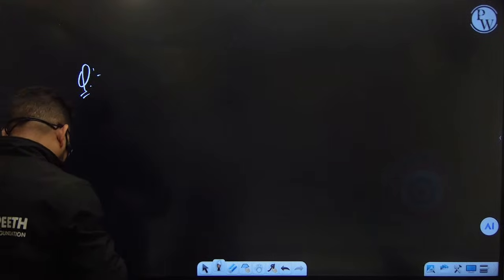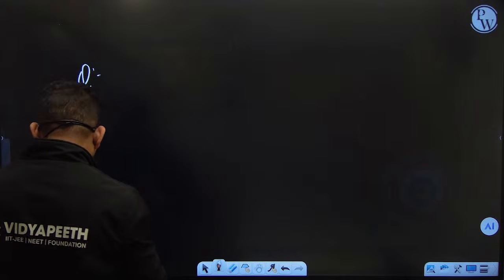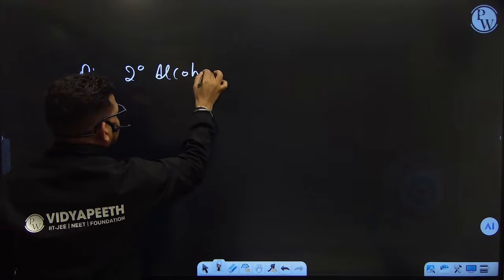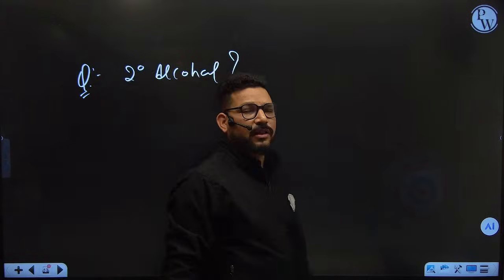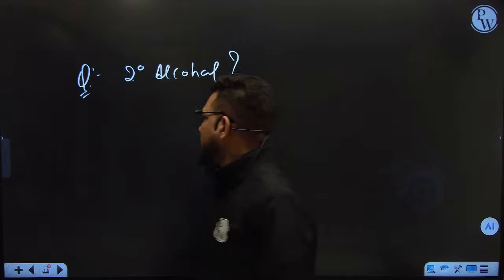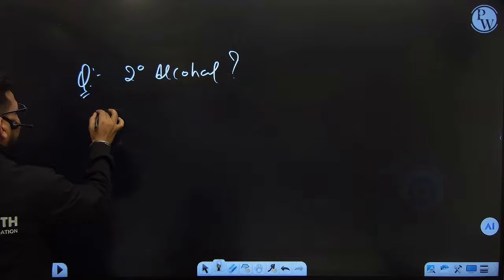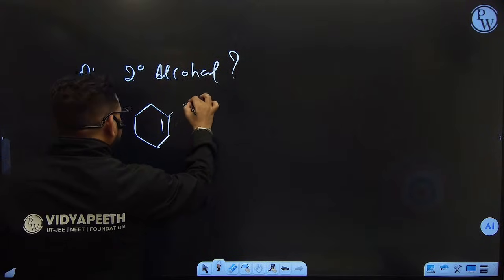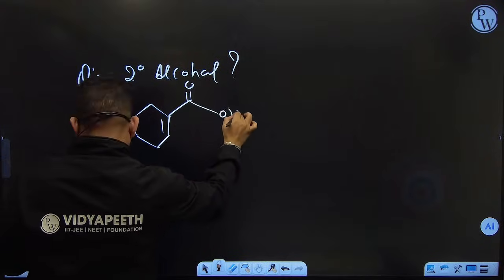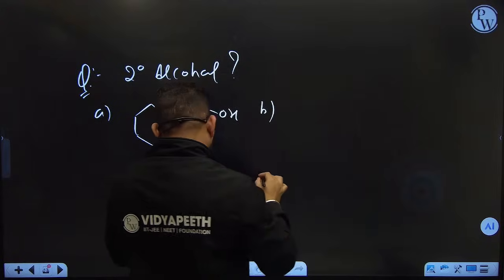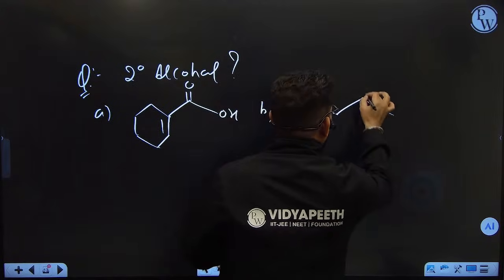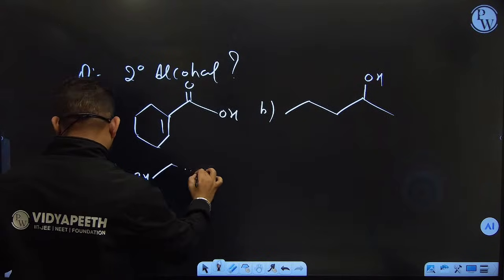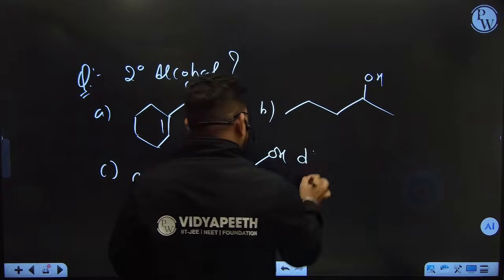The next question looks like this. They are asking about 2-degree alcohol. There are so many compounds and they are asking how many 2-degree alcohols are there. Let's see. The first compound is written here: this is a double bond, this is OH. This is A. Then the second one looks like this. Then the third one looks like this. And the fourth one looks like this.